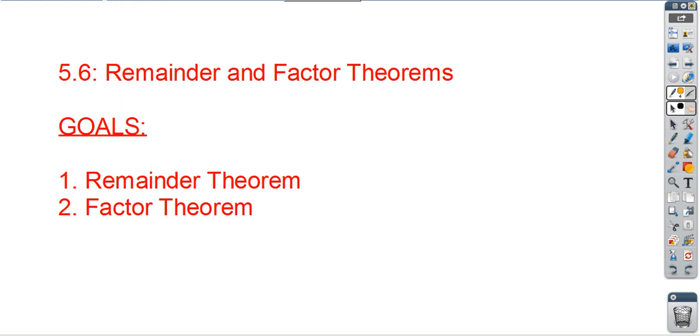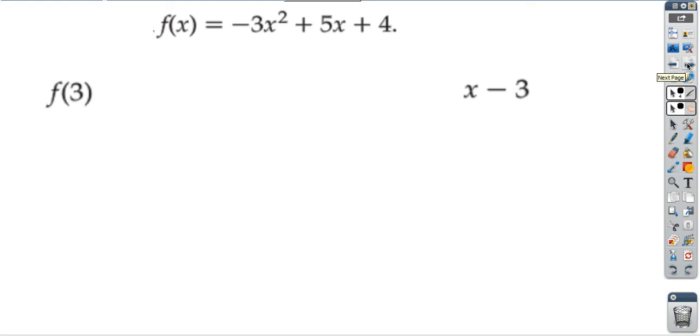Okay, so section 5.6, the goal here is to learn the meaning of two different theorems. One is called the remainder theorem, the other is called the factor theorem, and this will help us to simplify different polynomials and solve them. So first of all, something kind of interesting, something involving a topic we talked about earlier.